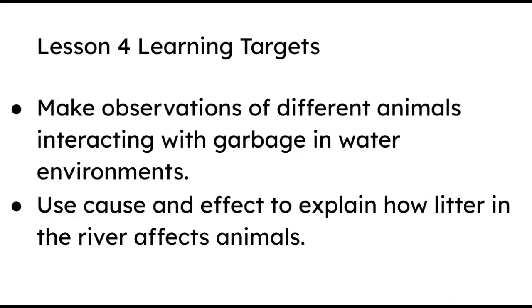By the end of Lesson 4, students will have made observations of different animals interacting with garbage in water environments and used cause and effect to explain how litter in the river affects animals. In the next section, students will begin to focus on possible solutions for the river pollution.